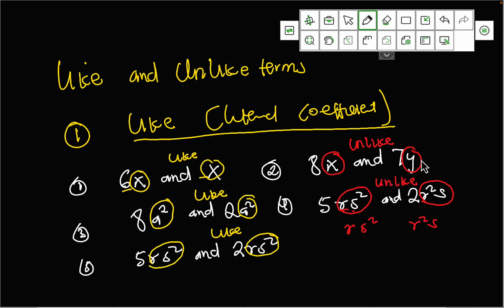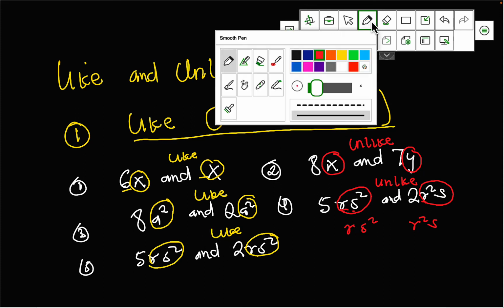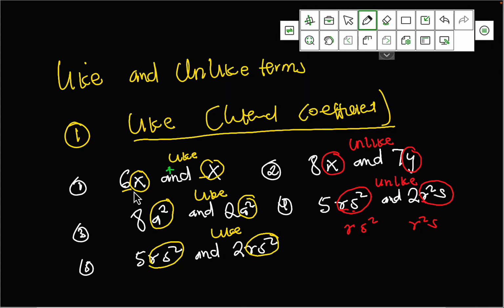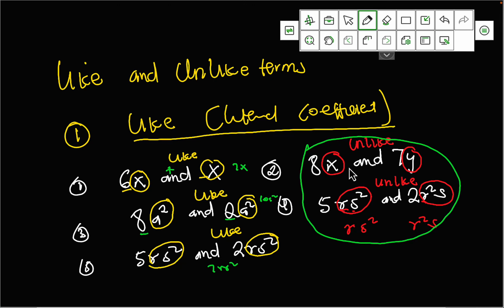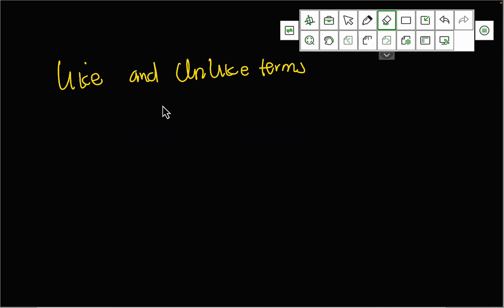So that's exactly what you do. Now what is the importance of this? When you have like terms, you can add or subtract them. So if I put a plus here, 6x plus x will give you 7x. 8a squared plus 2a squared, you just add the numerical coefficients and that will give you 10a squared. Here will give you 7rx squared. But unlike terms can never be added or subtracted. So that is why it is very important. Let's just do this example and then let's bring this to a close.